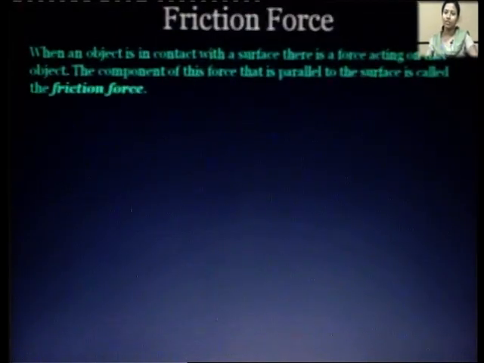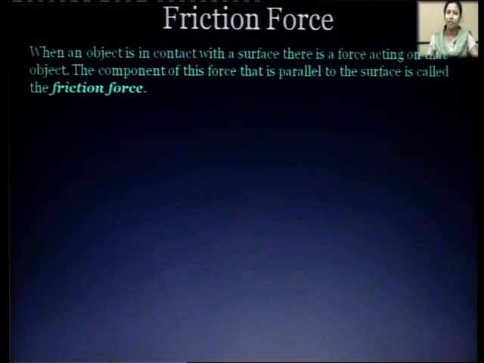So now we define completely the frictional force. When an object is in contact with a surface, there is a force acting on that object. The component of this force that is parallel to the surface is called frictional force. This is a very important definition: when two surfaces are in contact, touching each other, there is some force acting parallel to the surface, and that force is called frictional force.